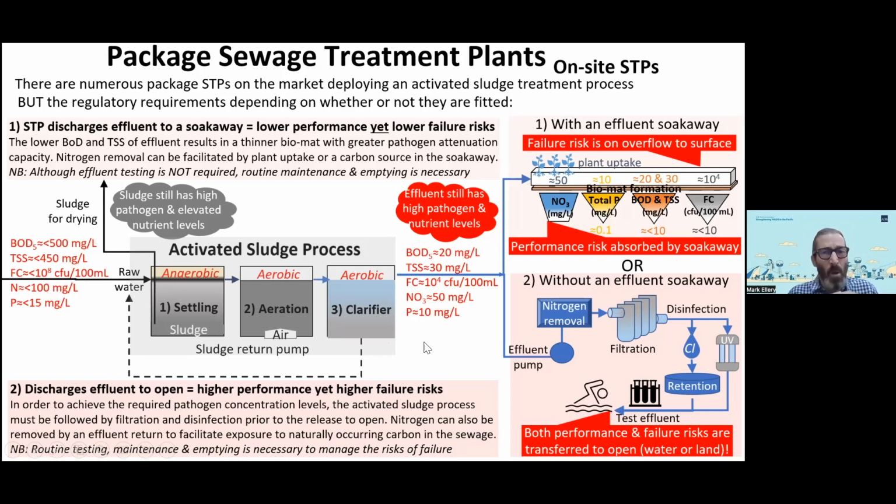And so while the move to packaged plants may seem to present much higher performance, which it does, we do need to be cognizant of the risks associated with this move up to higher treatment options.